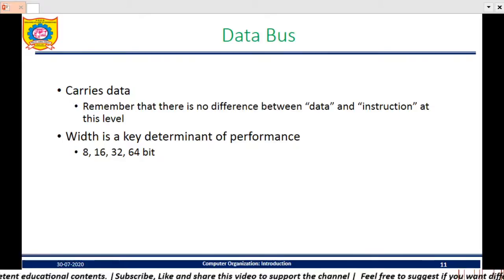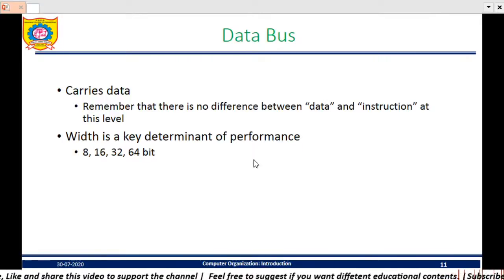So now the data bus carries data. Okay, we have seen this yesterday only in our practical, the different types of buses. So the data bus carries the data, and it can carry instructions also in the form of data only. Whether it is data or instruction is decided by the instruction register in the CPU. So the data bus only carries data from one source to a destination.